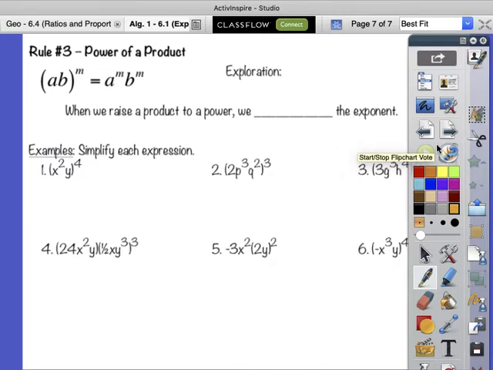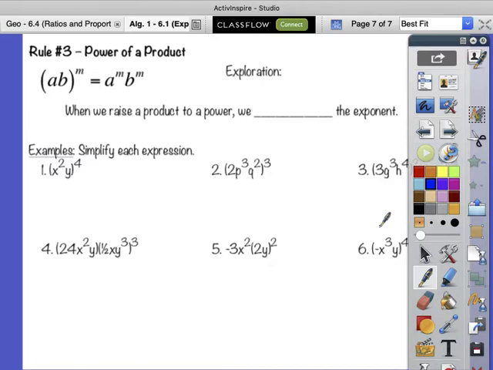So we have product of powers, multiplication of exponents. Now we have power of a product. So we're taking a multiplication and raising it to a power. We have a times b, any number a and any number b, multiplied together, and we're raising it to the nth power. So what we do is we have a to the nth power and b to the nth power.